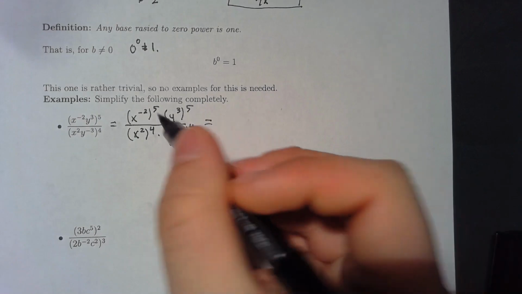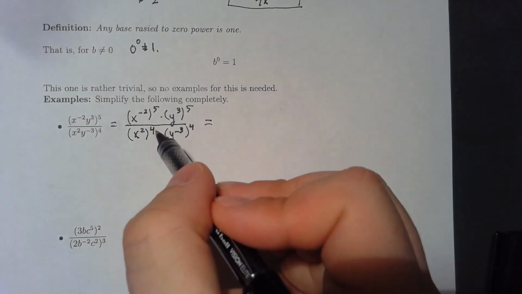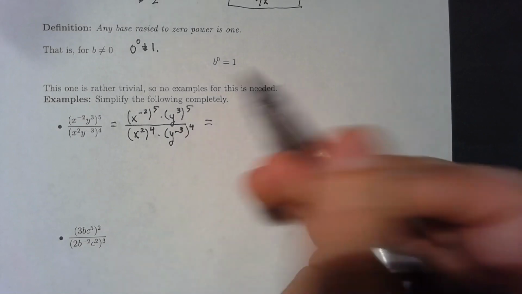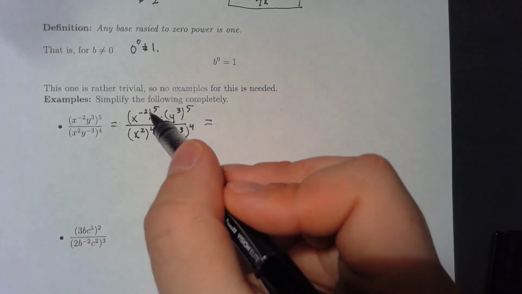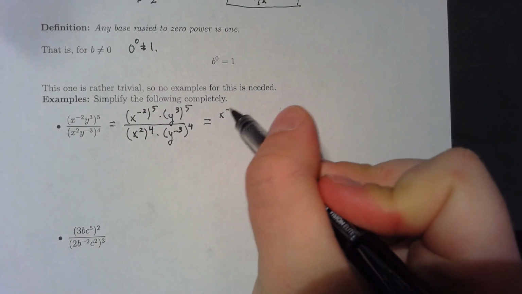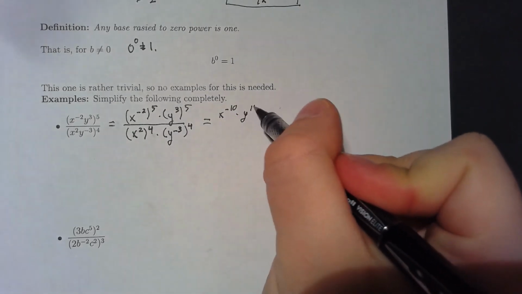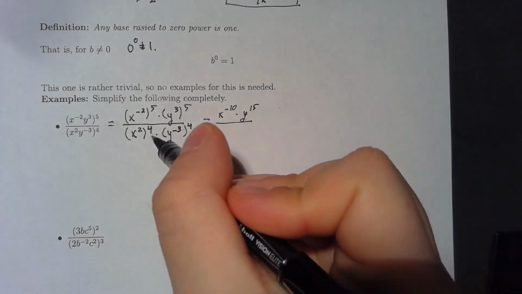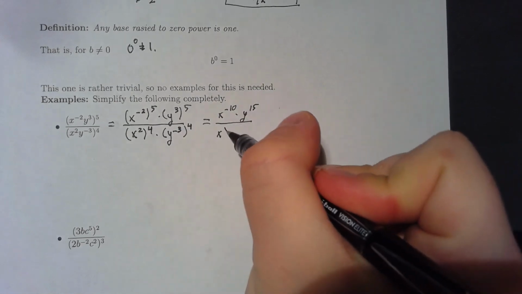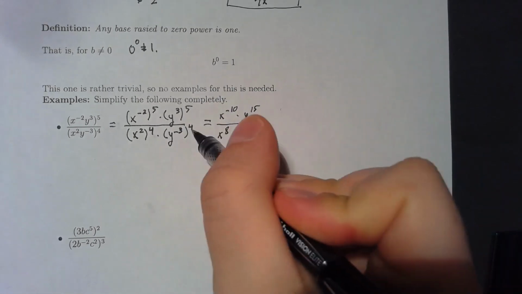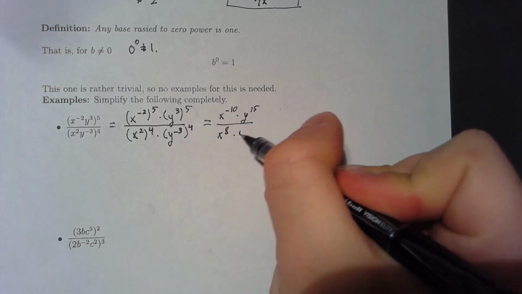Okay. Now from here, each one of these is a power to a power. What do you do there? Multiply the powers. So this is x to the negative 10th power times y to the 15th power, x to the 8th power times y to the negative 12th power.